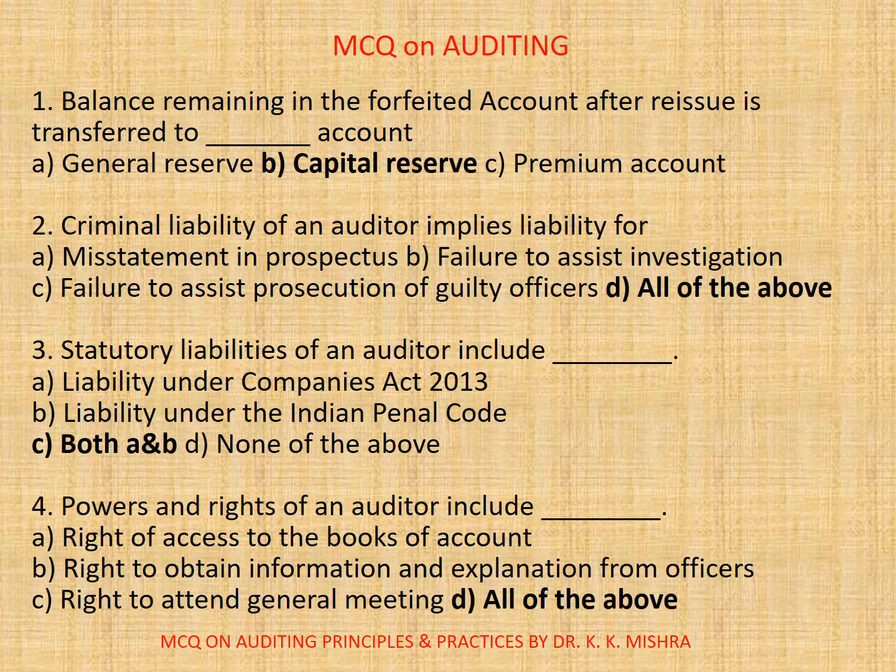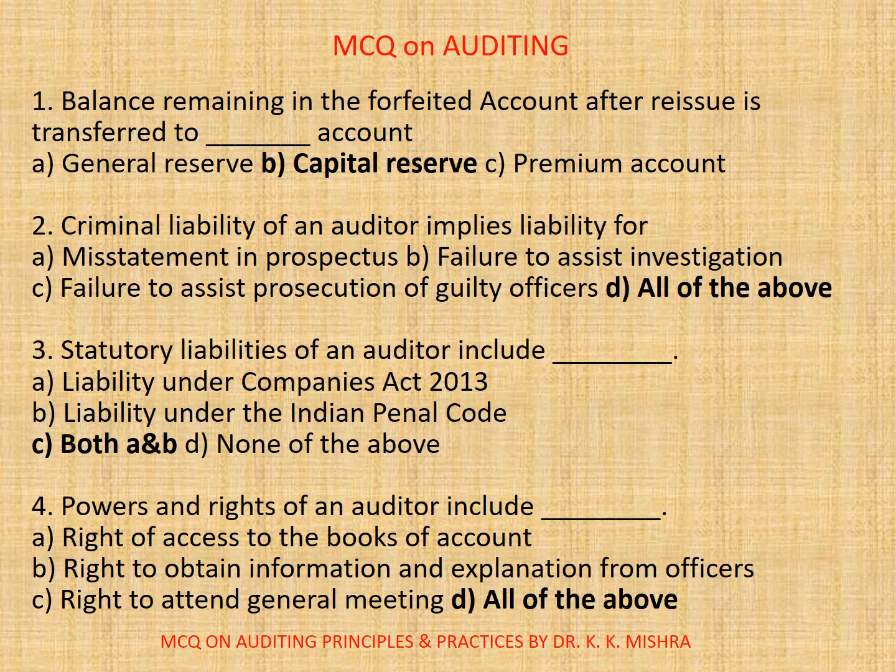Question number 3. Statutory liability of an auditor include dash. A. Liability under Companies Act 2013. B. Liability under the Indian Penal Code. C. Both A and B. D. None of the above. Correct option is C. Both A and B.